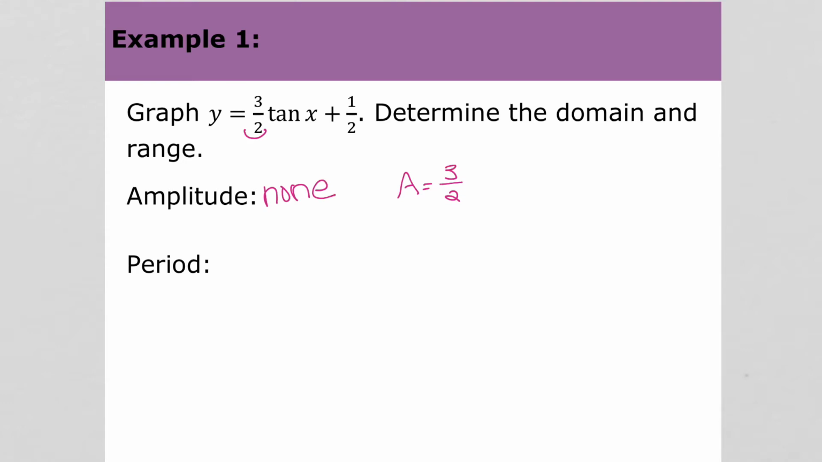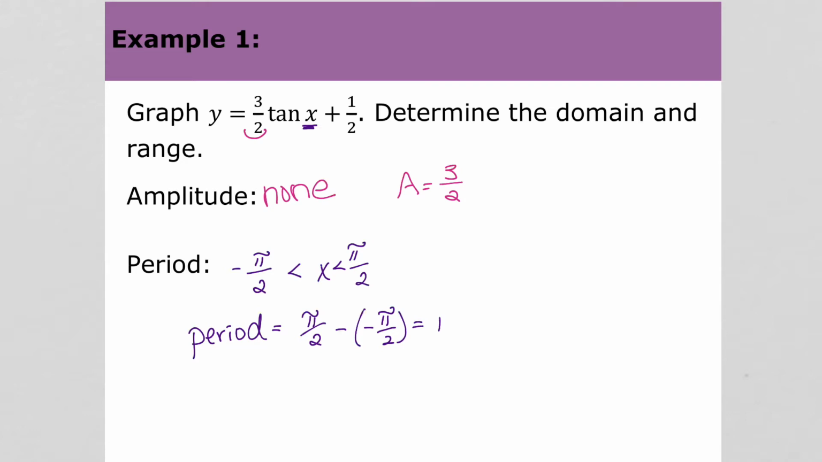The period for this, we start with negative pi over 2 and bx minus c will go in between. So in this case, it's just x. And so that's it. Just negative pi over 2 to pi over 2. To determine the period itself, you would take pi over 2 and subtract off negative pi over 2 and get that the period is in fact pi.